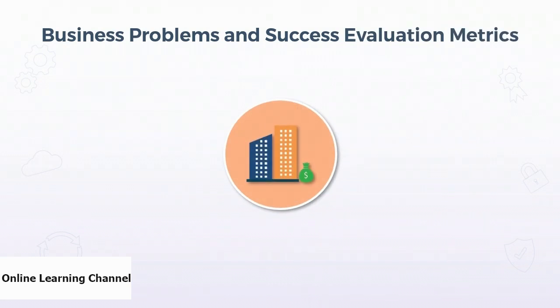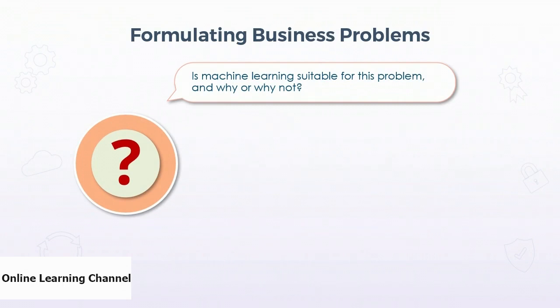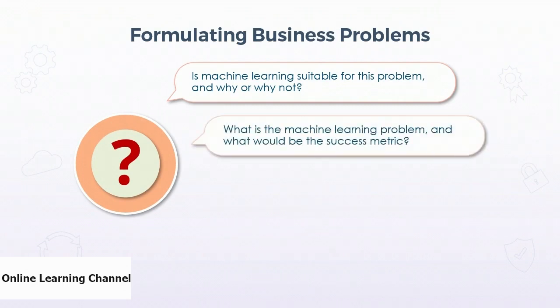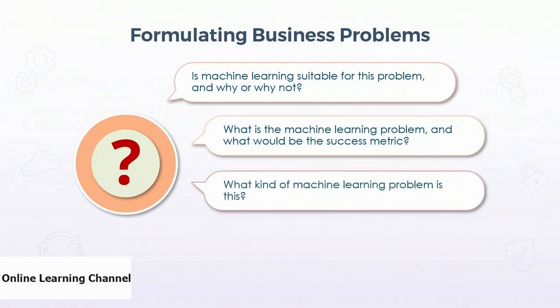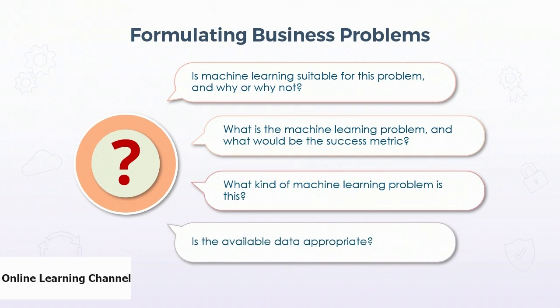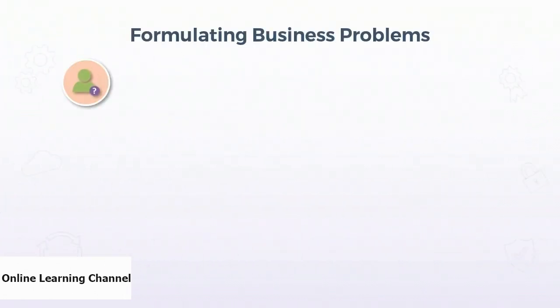Let's revisit the questions that we proposed in the previous section. These questions will help you to formulate your problem efficiently as follows. Is machine learning suitable for this problem, and why or why not? What is the ML problem, if there is one, and what would a success metric look like? What kind of ML problem is this? And finally, is the data appropriate? Now we'll discuss these questions in more detail.